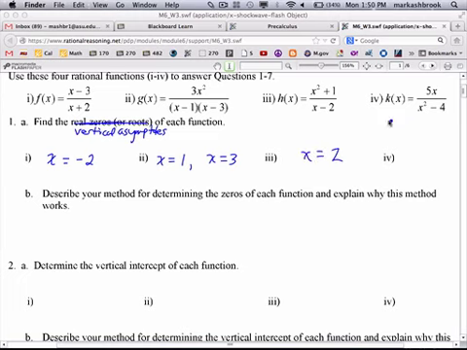Here, sometimes you need to factor, just like polynomials. This is x plus 2, x minus 2. What are the multiplicities of those vertical asymptotes? Remember, the multiplicity is the power of the factor. So it's still 1. Don't let this unfactored form throw you off. The multiplicity has to do with the power on the factor.